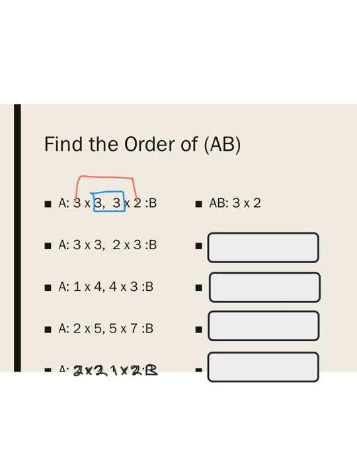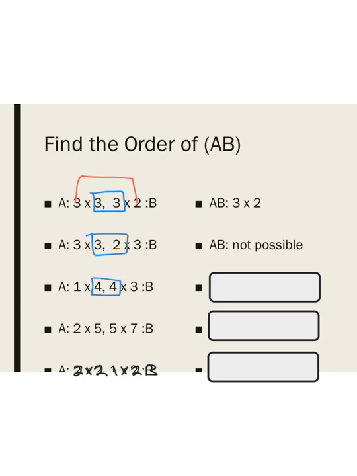Looking at our second example, we can see that the two inside numbers are in fact not the same, and since they are not the same, we can't multiply this together. It's not possible. Moving on to example number 3, since we line them up, the inside numbers are in fact the same. And since those are the same, our order is going to be the size of our outside numbers, which means we're going to end up having a 1 by 3 for our final answer.